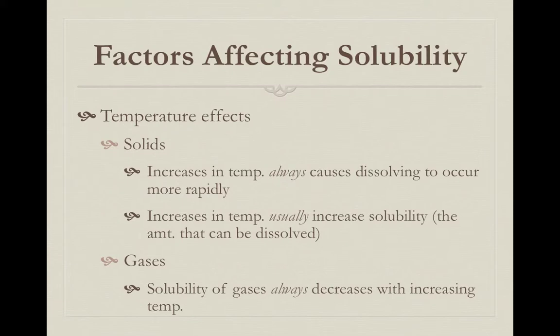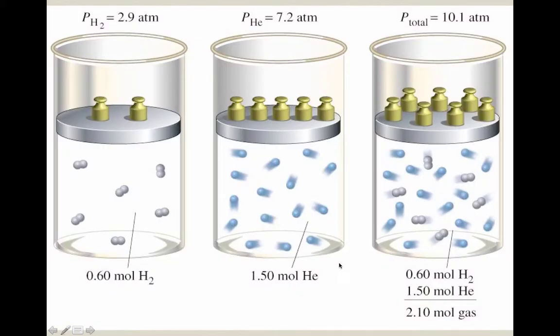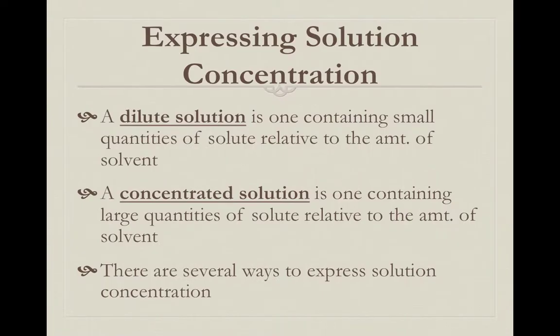So things that affect solubility: temperature. For solids, when the temperature goes up, the solubility goes up. But for gases, the opposite is true. The solubility goes up when the temperature goes down. Henry's law is the relationship between pressure and solubility. It is a direct relationship, which means as one goes up, the other goes up. You can see the two equations here, the Henry's law constant, how you can calculate that. This is just a picture showing you that idea as well.